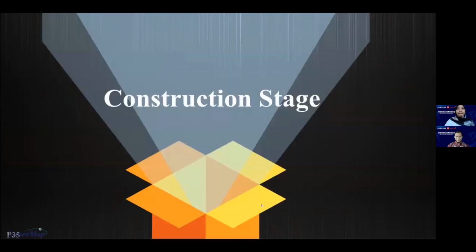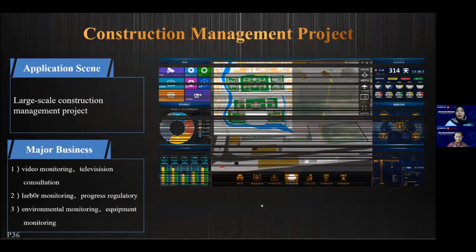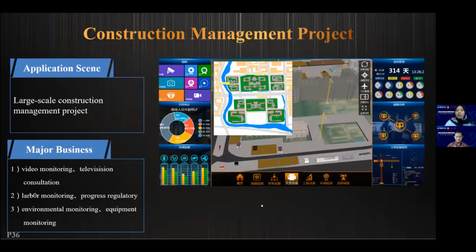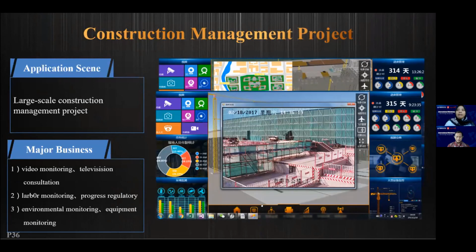And the next stage which can apply BIM and GIS is the construction stage, because using BIM and GIS, it can perform construction schedule simulations and construction organization simulations. And this is one of the projects which implement BIM and GIS on the construction stage. It breaks through technical difficulties such as precise matching in centimeters between BIM and GIS data and real-time rendering of million-level BIM models.